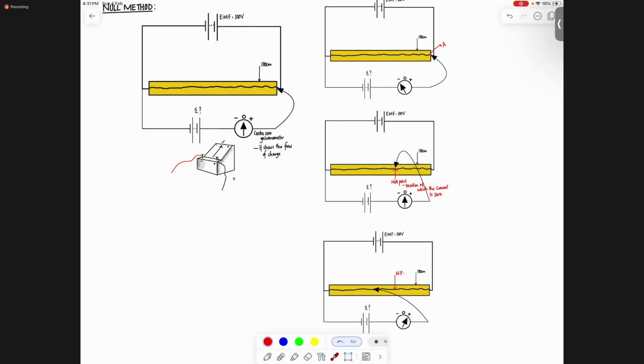There's a question: will the meter deflect quickly or will it stay positive? No, it deflects and stays. It doesn't fluctuate, not like moving a magnet or anything. It'll stay there. It doesn't go back or anything.